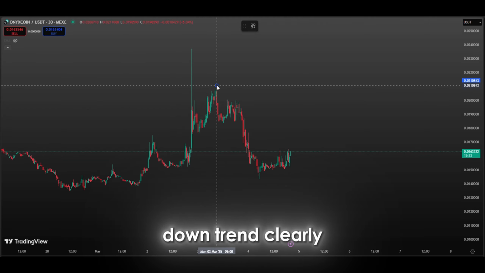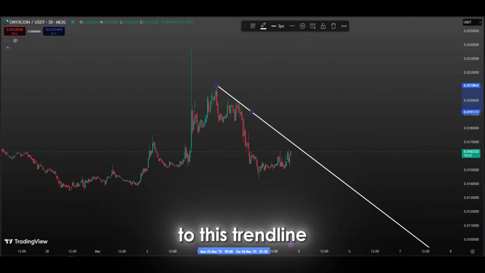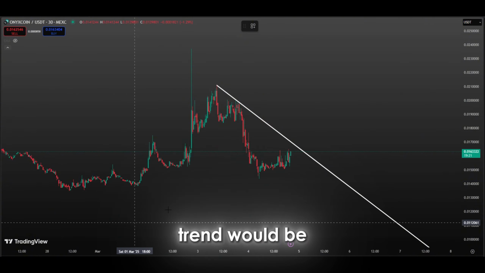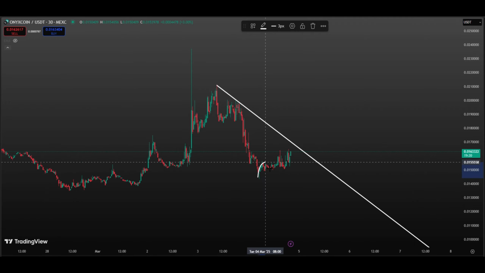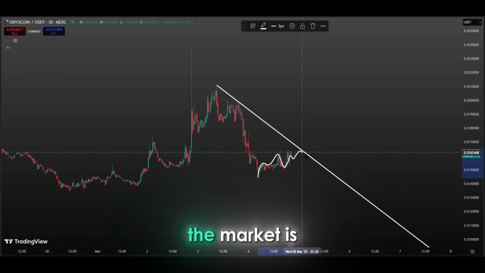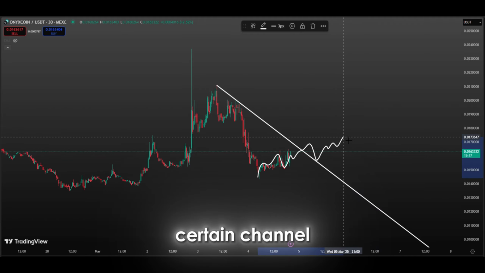There is a downtrend clearly visible on the chart, and the price is currently moving close to this trend line. Breaking this downtrend would be a crucial step for the price to break free from the downward pressure and enter a new bullish wave. Downtrends usually indicate that the market is controlled by sellers and the price is moving downward, pressured within a certain channel.